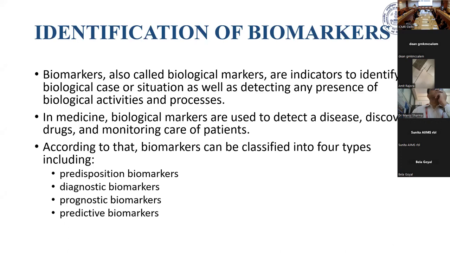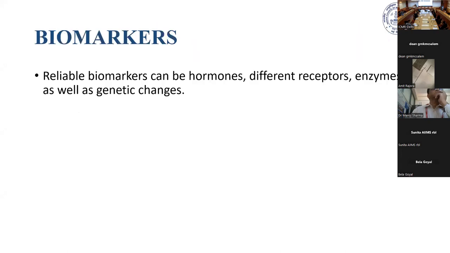Okay, so based on what you are trying to see with the biomarker, you can have predisposition biomarkers, diagnostic biomarkers, prognostic biomarkers, and predictive biomarkers. So based on your study design, what you are trying to give as the conclusion, you have to choose the appropriate markers. And based on that, you'll choose the appropriate technique for the study.